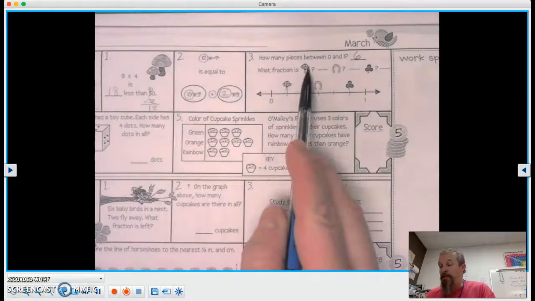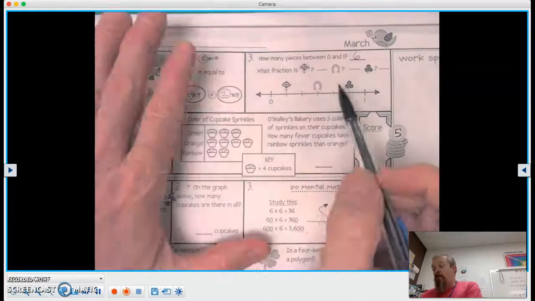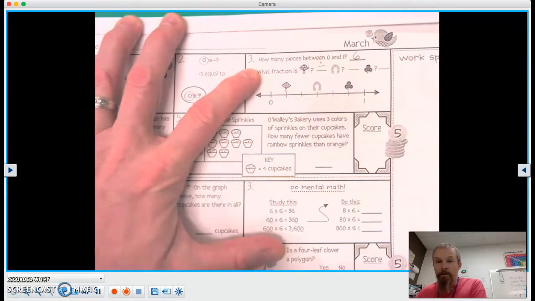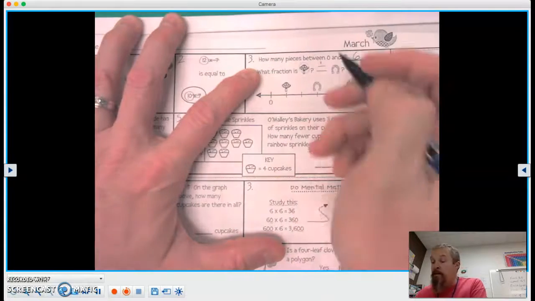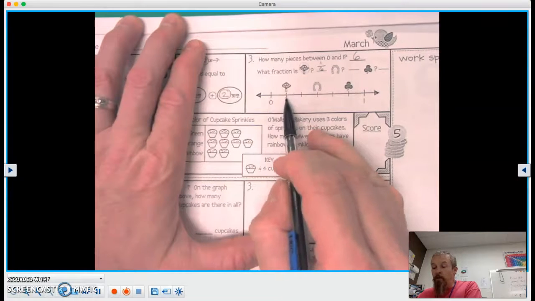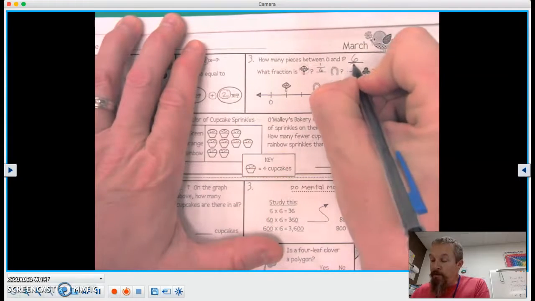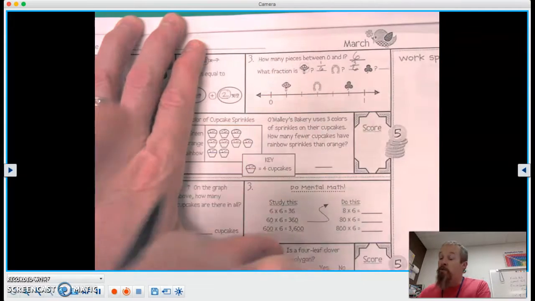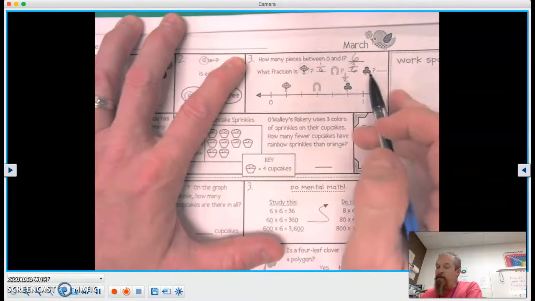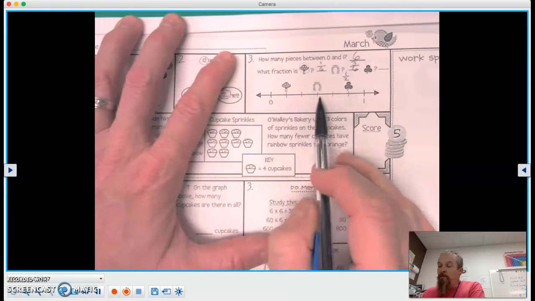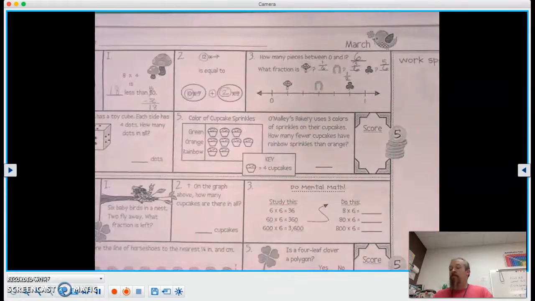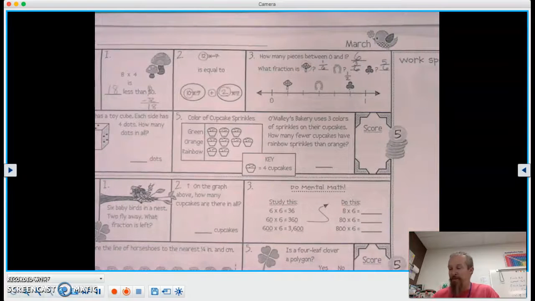What fraction is the mushroom at? Well, I see the mushroom is at the first one. So it's going to be a 1 over, and again, we have 6 total pieces. So it is at the 1/6 mark. The horseshoe, 1, 2, 3. The horseshoe's at the 3 out of 6 mark, also known as the halfway point, right? That's the half mark. And the shamrock, 1, 2, 3, 4, 5. So that is at the 5 out of 6. 5/6 is the fraction for that.